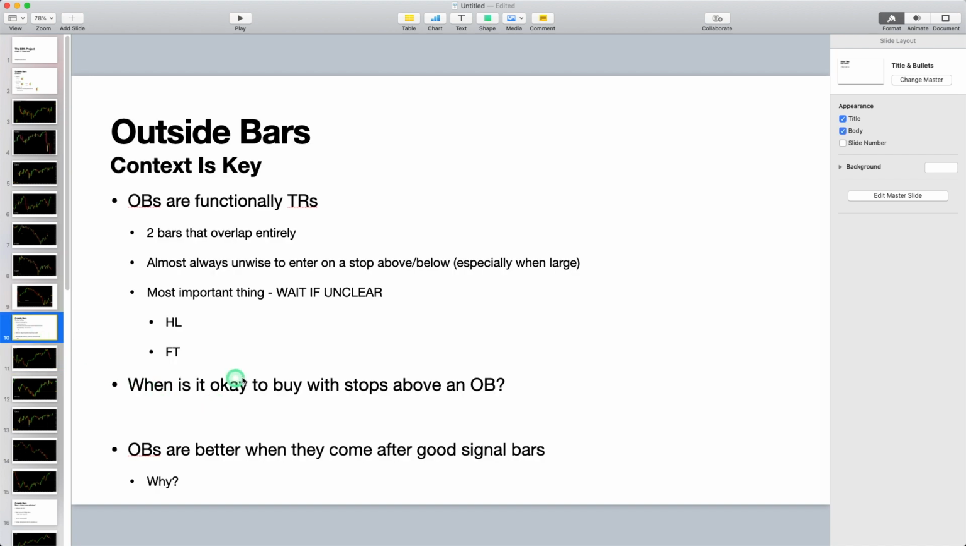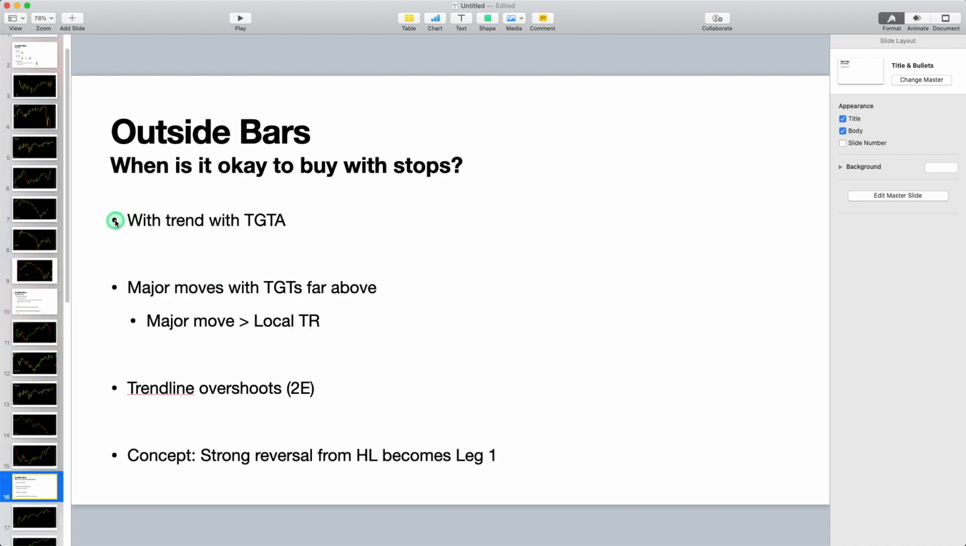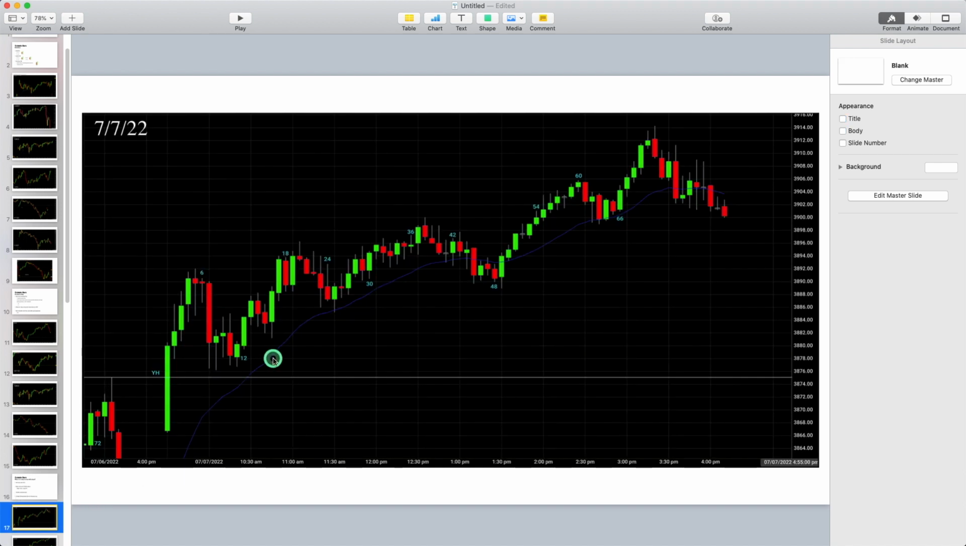So the next section is, when is it okay to buy with stops above an outside bar? Normally Al says it's probably not a good idea, but when is it okay to do that? And he explains that when you're trading with trend and you have targets above, you can obviously be more lenient because trends are very forgiving. So here, for example, you have a test down, moving average gap bar, second entry buy, above 48, and then you get an outside bar 49.